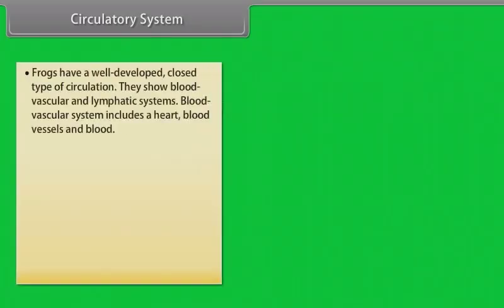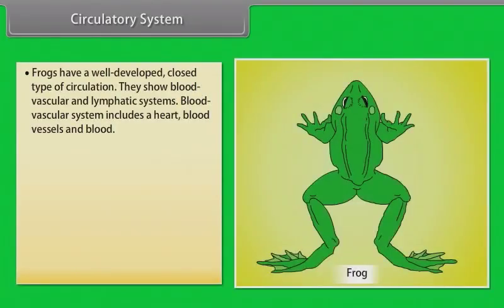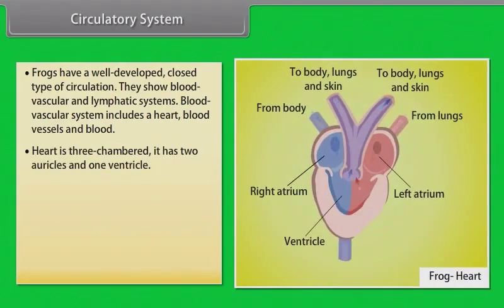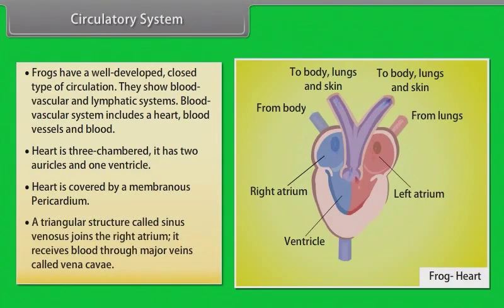Circulatory system. Frogs have a well-developed closed type of circulation. They show blood vascular and lymphatic system. Blood vascular system includes a heart, blood vessel and blood. Heart is 3-chambered. It has 2 auricles and 1 ventricle. Heart is covered by a membranous pericardium. A triangular structure called sinus venosus joins the right atrium. It receives blood through major veins called vena cava.